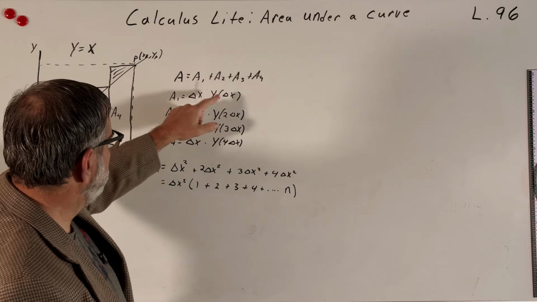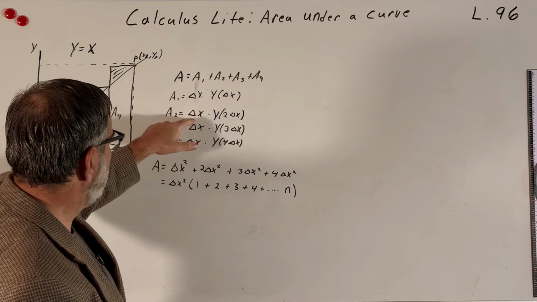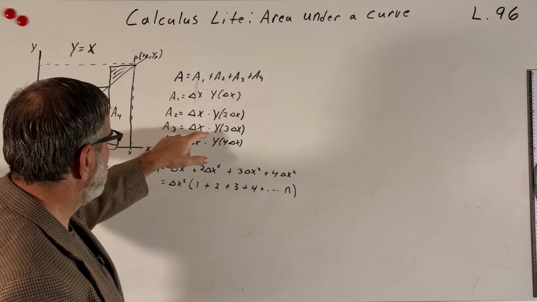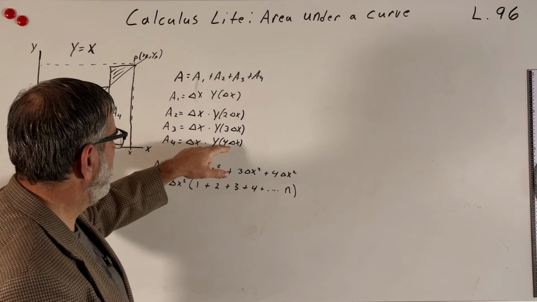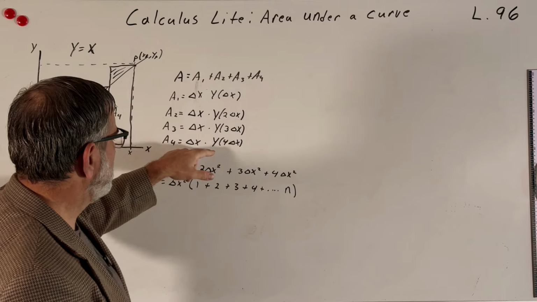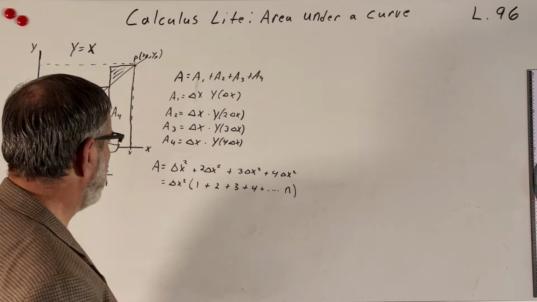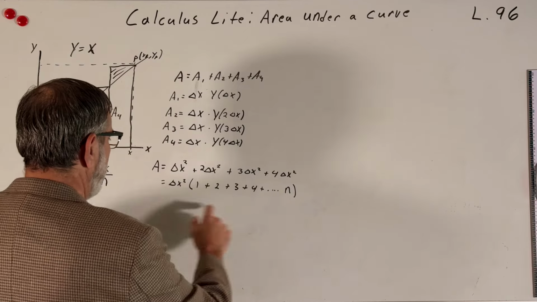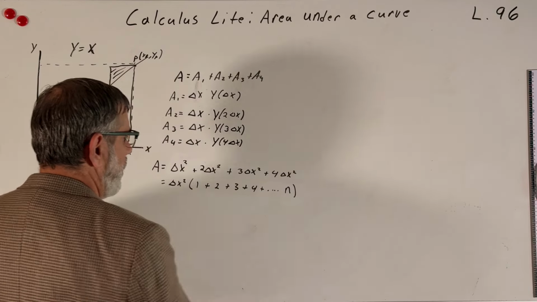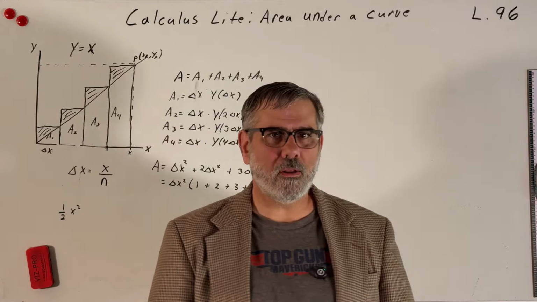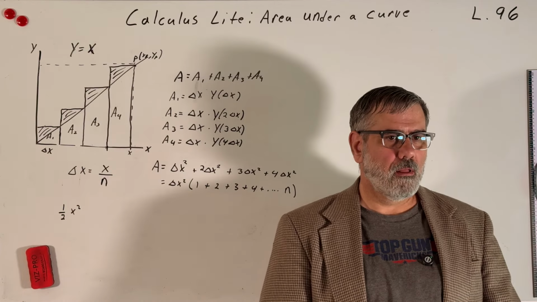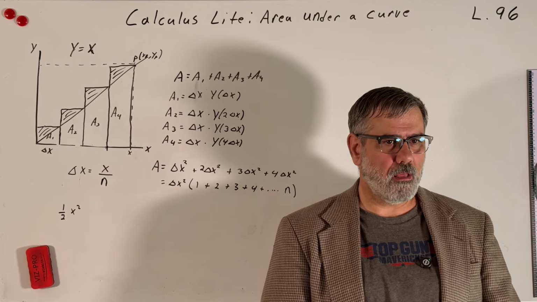Do you see that? Because this term would be delta x times y of delta x. This would be delta x times y of 2 delta x, times y of 3 delta x, times y of 4 delta x, and next would be delta x times y of 5 delta x, 6 delta x, 7 delta x, right? All the way up to n delta x, yes? And so here we have delta x squared times 1 all the way up to n. Does anyone know how to solve that particular problem? The sum of the integers up to n? Anyone remember how to do that?